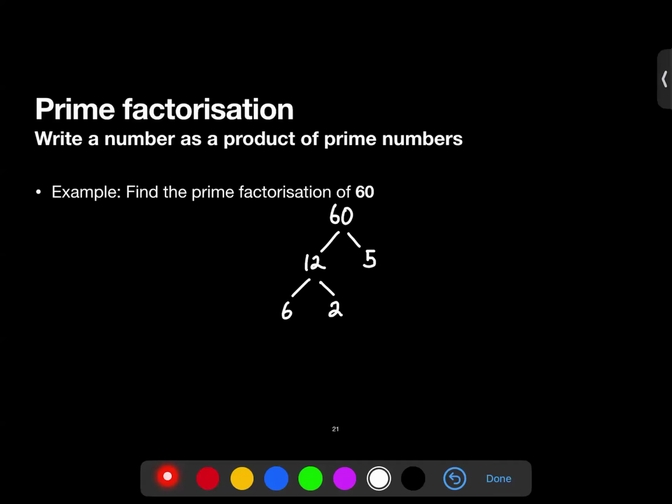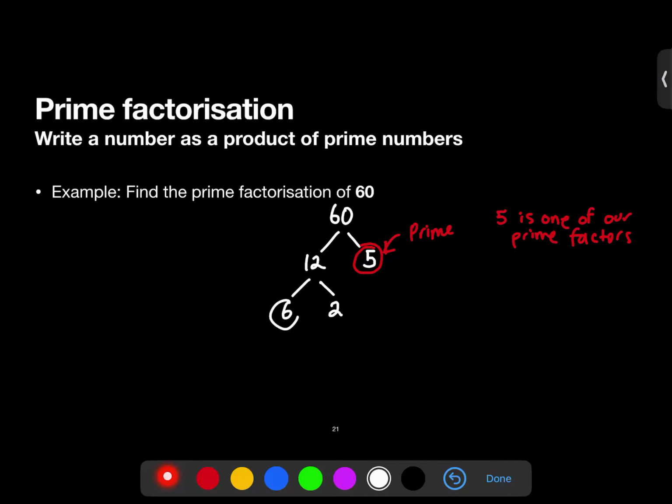Now what about 5? Can we split it into two factors? No. So what kind of number is 5? Prime number, correct. So what does this mean? 5 is one of our prime factors. So this branch ends here. We'll not continue because we cannot split 5 into two factors.